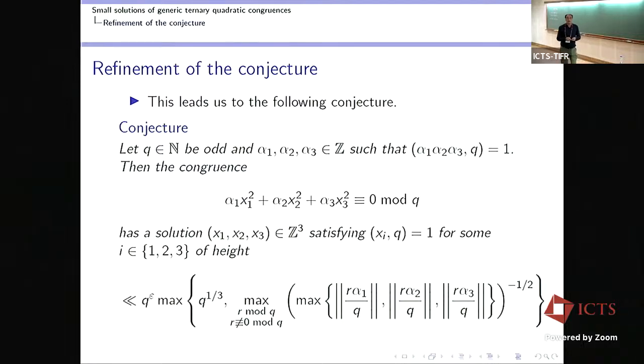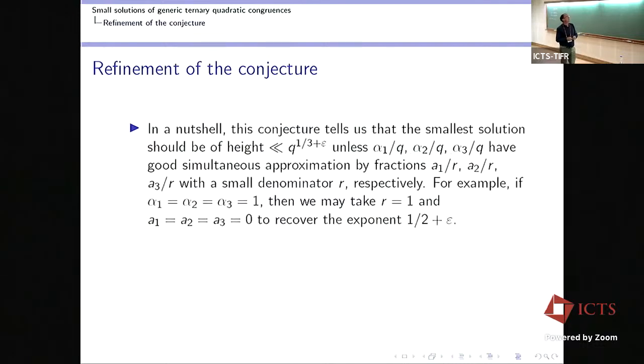So in the case when you have alpha 1, alpha 2, alpha 3 equal to 1, for example, then you will find that this is precisely of size q to the 1/2 here. So we recover that case in particular. So that's what this conjecture tells us. It should be of size q to the 1/3 plus epsilon, unless these quotients have a very good simultaneous approximation by fractions with a small denominator.